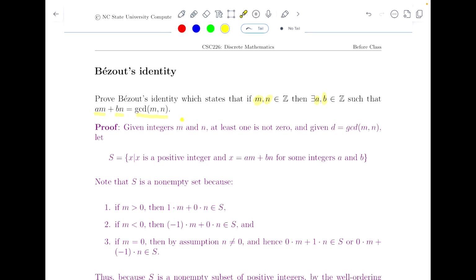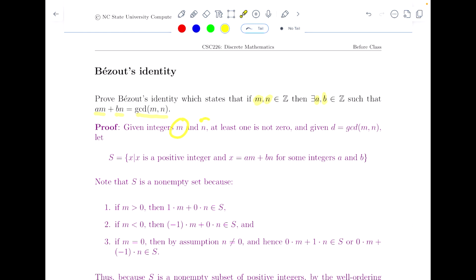You would not be expected to know this proof, but we do want you to be able to think about numbers, GCD, and what the linear combination would be. All right, so let's walk through this.